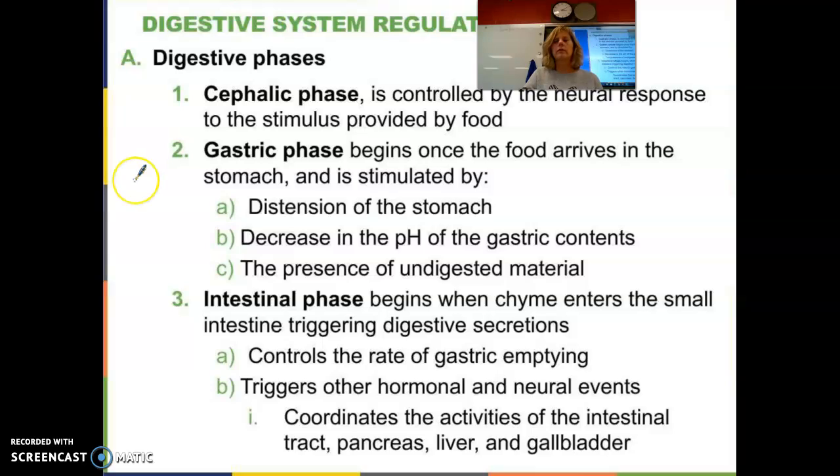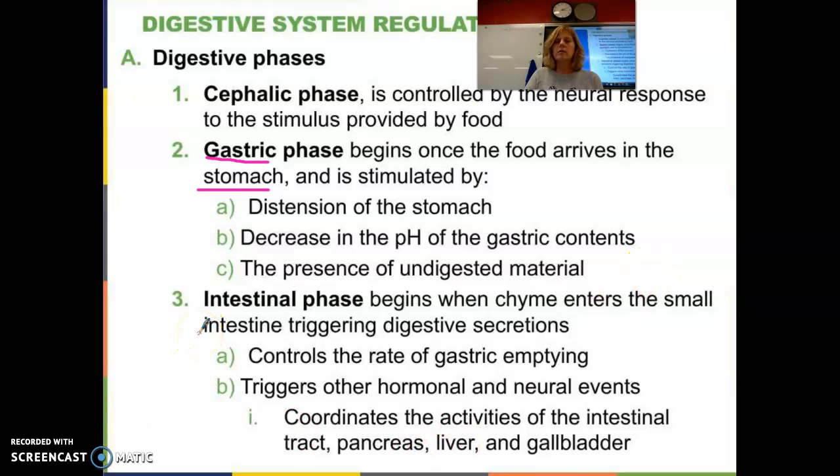When you're chewing food, your body responds by producing saliva, right? The gastric phase: when we talk about gastric, we're talking about the stomach. So gastric is always what's happening in the stomach. The stomach distension, right? Your stomach can expand. In the gastric phase, it decreases the pH of the gastric contents. This gastric phase is stimulated by your stomach saying, hey, there's some undigested food here. I know what to do, right? And that digestive process continues in that gastric phase.